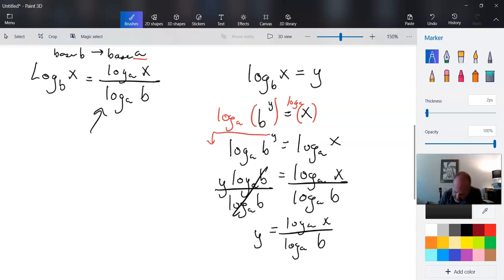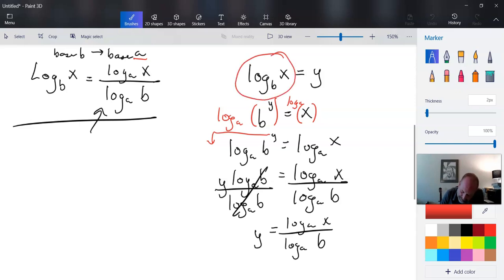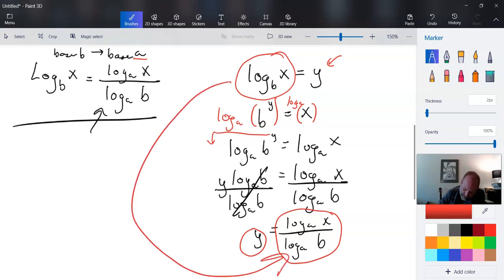So, just to show why this statement makes this true, we took log base b of x and said it was equal to y to start out with. We did a bunch of manipulation and we found out that y is also equal to this value, which means that this value and this value have to be equal, right? These guys are equal. That's the biggest sideways smiley face ever. But yeah, those two things are equal because they are both equal to y. And so putting them together gives you this formula.